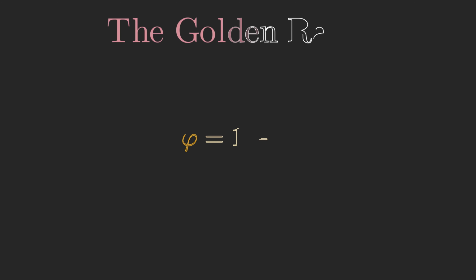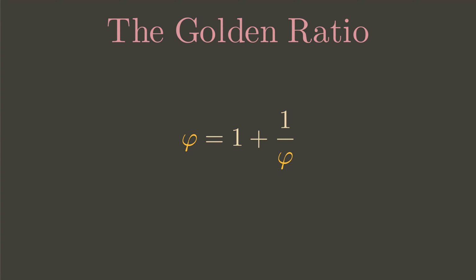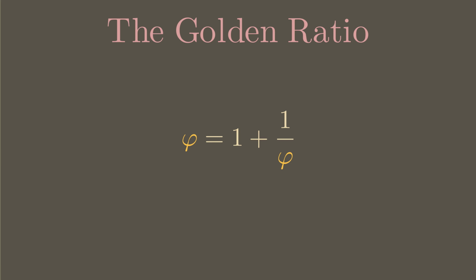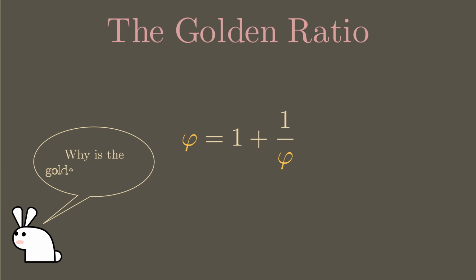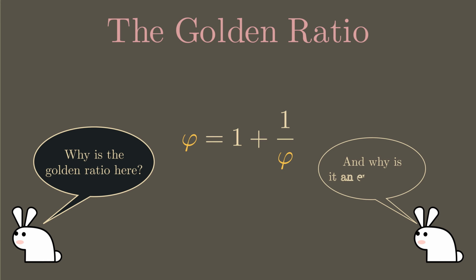Now, the golden ratio is defined as the only positive number that is one more than its inverse. But this leaves us with an interesting question. What does the golden ratio have to do with counting rabbits? And why does it appear as an eigenvalue of A? To answer this, let's look at a different question we could ask about the rabbit problem.